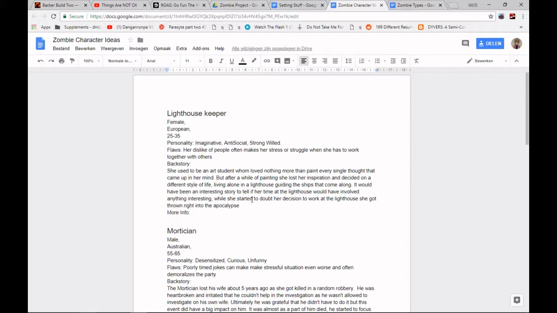Now her backstory, although short, is pretty clear. She used to be an art student who loved nothing more than to paint every single thought that came up in her mind. But after finishing her study and painting, she lost her inspiration and decided on a different style of life, living alone in a lighthouse, guiding the ships that come along. It would have been an interesting story to tell if her time at the lighthouse had involved anything interesting. While she started to doubt her decision to work at the lighthouse, she got thrown right into the apocalypse. I will not say how, because that might be spoilers, but you can guess.